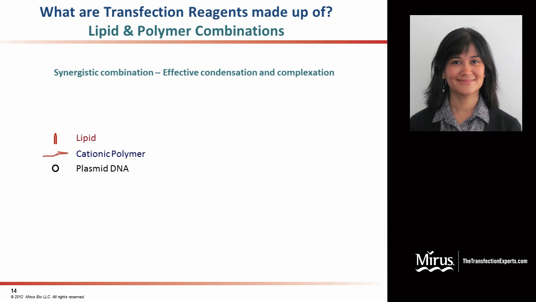Now that we've discussed what major classes of compounds make up transfection reagents, I'm going to briefly describe to you what Mirus's transfection reagents are made up of. We employ unique lipid and polymer combinations that work synergistically to provide effective condensation and complexation of nucleic acids.